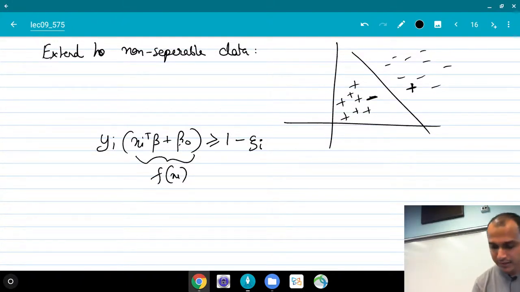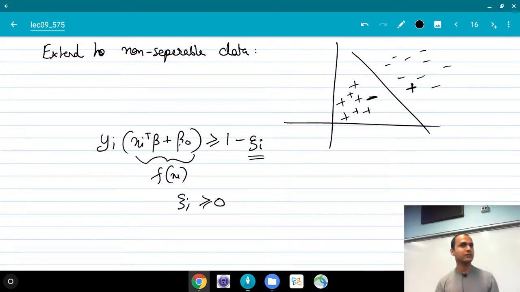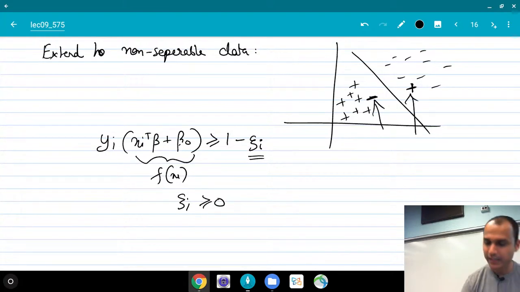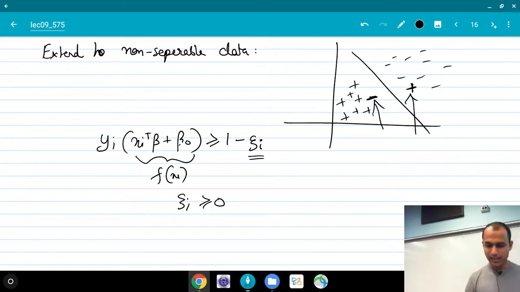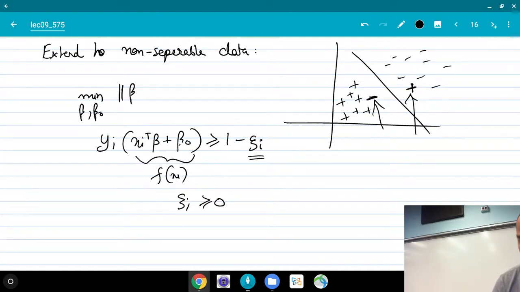So this is a slack. What is this xi? It is greater than or equal to 0, some positive number which I'm willing to tolerate for some points. Hopefully this xi is only positive for a few points, for example only for this point, and for all other points xi is 0. Ideally that's what I want. How do I ensure that I get that? For that, I want to minimize, for beta and beta naught, as always, I want to find the hyperplane, this inverse of the margin.